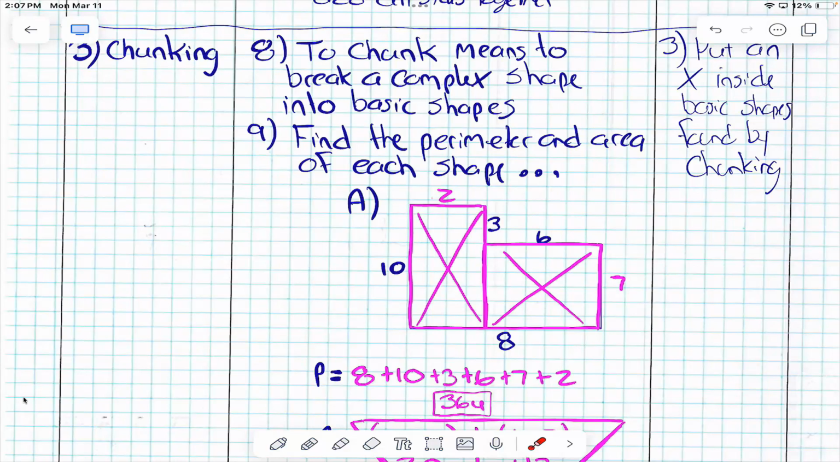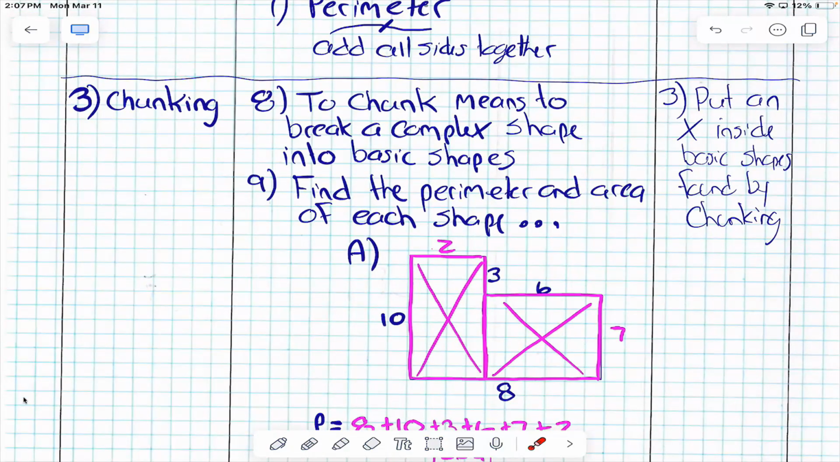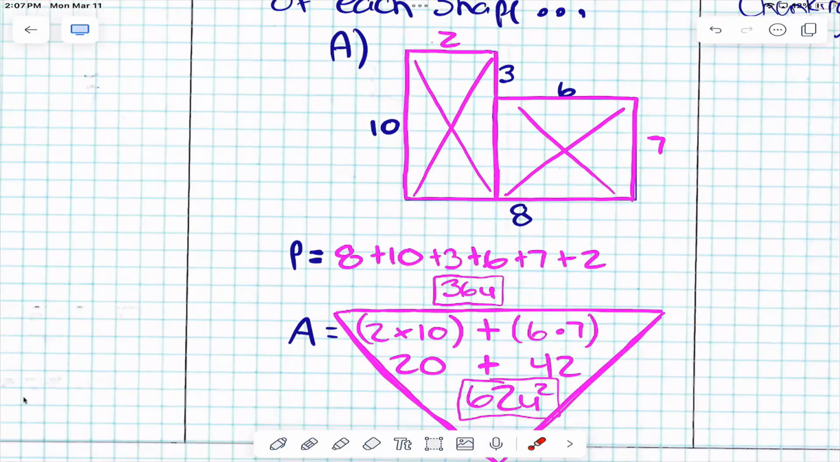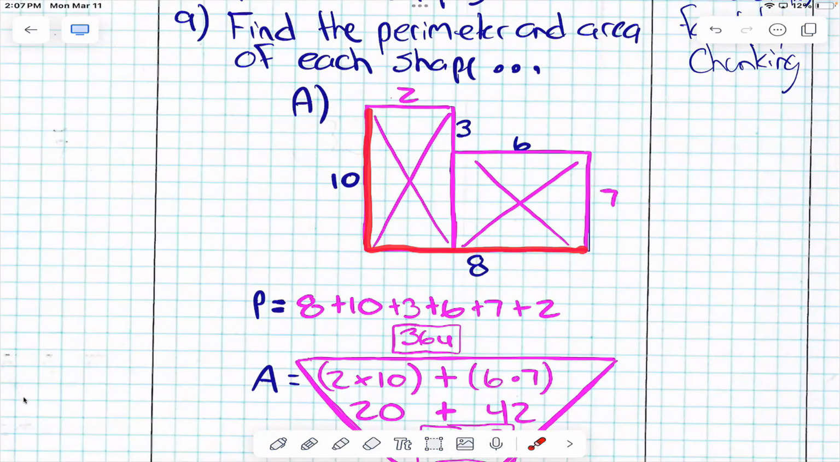All right, so we have this thing called chunking. When we have a complex shape and we want to find the area, we do this thing called chunking. Chunking means, let's say this on the count of 3: 1, 2, 3. To chunk means to break a complex shape into basic shapes. So we're going to look at the area for this one first. So this shape started like this.